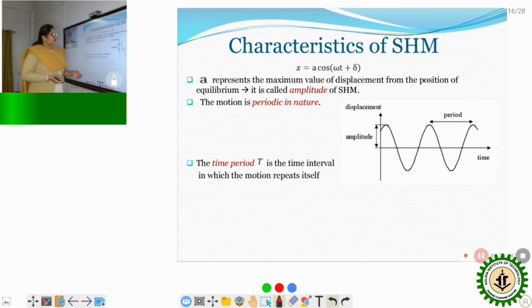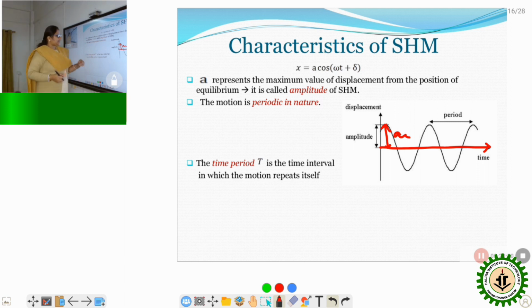Now let us try to understand each and every parameter of the solution. So x is basically displacement. Now what is A? This is a cosine function, so we can draw a cosine function, and this is a displacement versus time graph. This A is basically the maximum displacement from its mean position. When there is no disturbance, it will lie on this x axis, with no displacement. When the displacement happens, this A represents the maximum displacement, which is called amplitude.